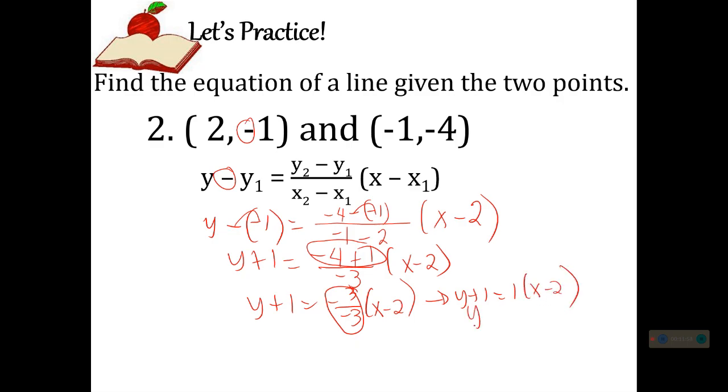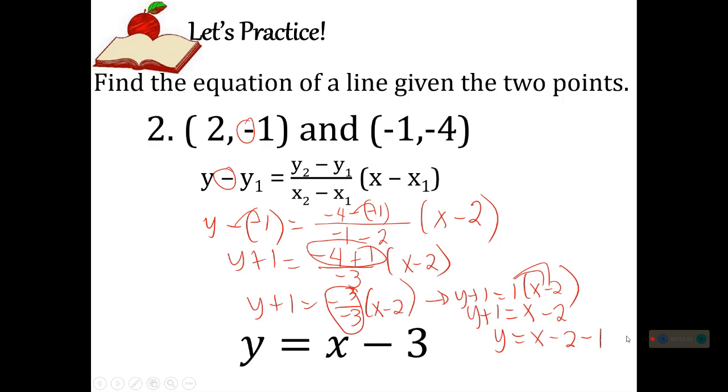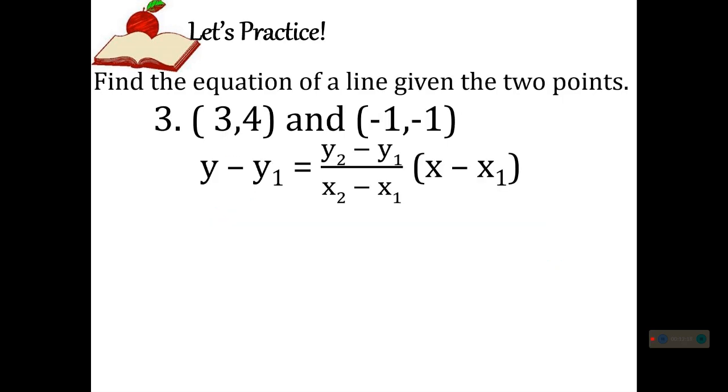Then distributive property on the right side. So 1 times x is x, 1 times -2 is -2. Then addition property of equality. So y equals x minus 2. This will become -1. And your equation here is y equals x minus 3. Okay? Any question? So let's have the last example.